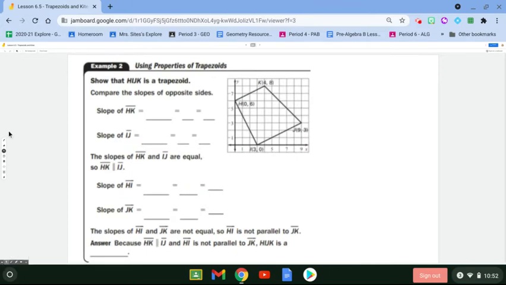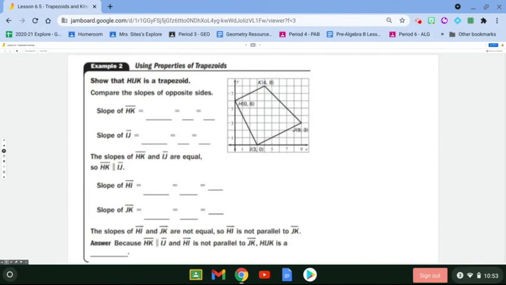We're also going to use what we know about properties of trapezoids to show by a coordinate proof that you actually have a trapezoid. We can do that by comparing slopes, either by counting rise over run or by using the slope formula. Remember that by definition, a trapezoid only has to have one set of parallel sides, and to show that by slope, you would need two slopes that are exactly the same.